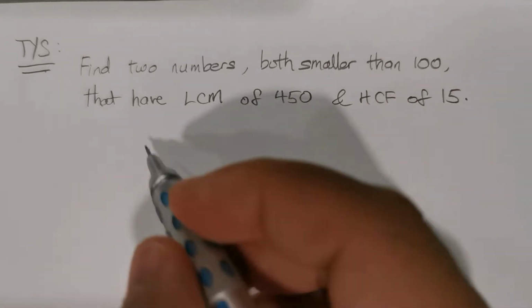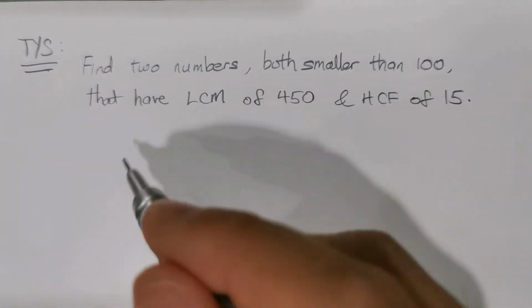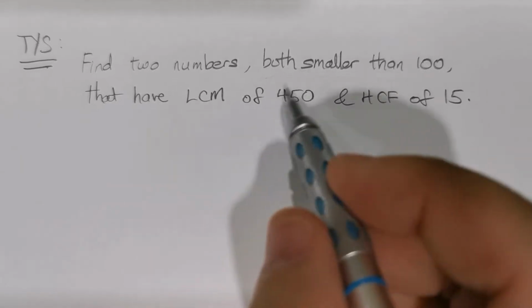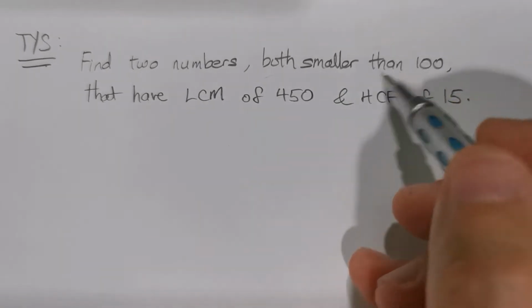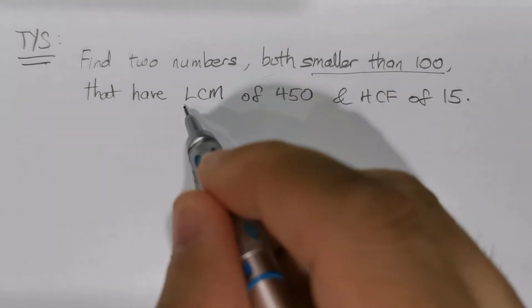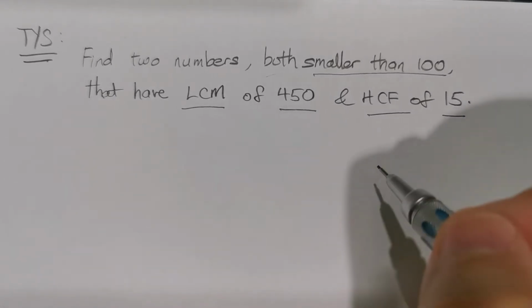Okay, today we are going to try this 10-year series question. It's about HCF and LCM. Here we are trying to find two numbers, both smaller than 100. The only condition they give you is that the LCM is 450 and the HCF is 15.